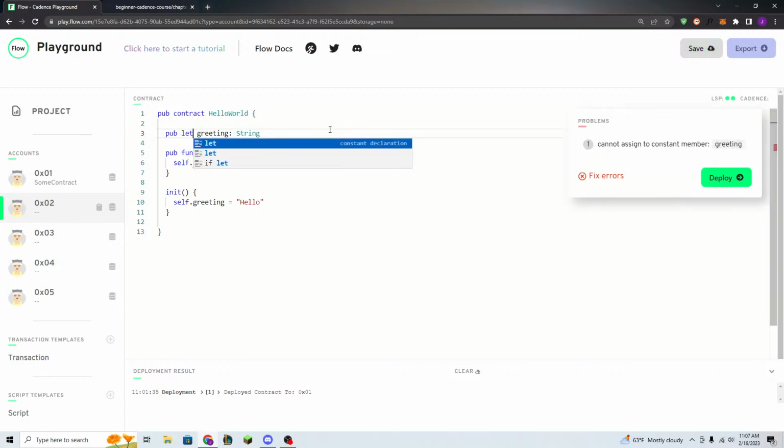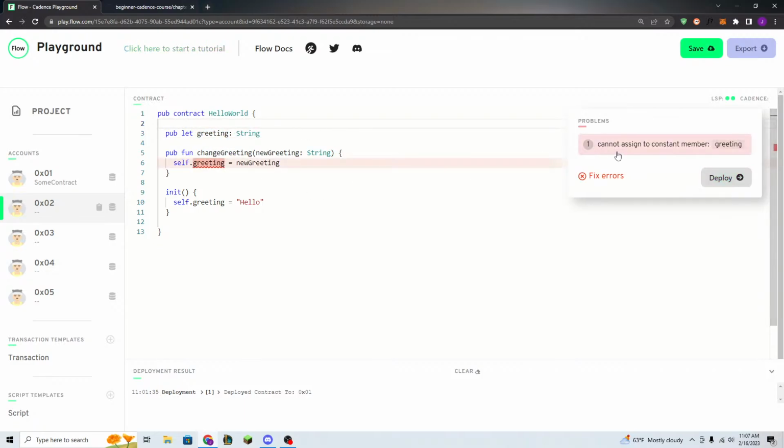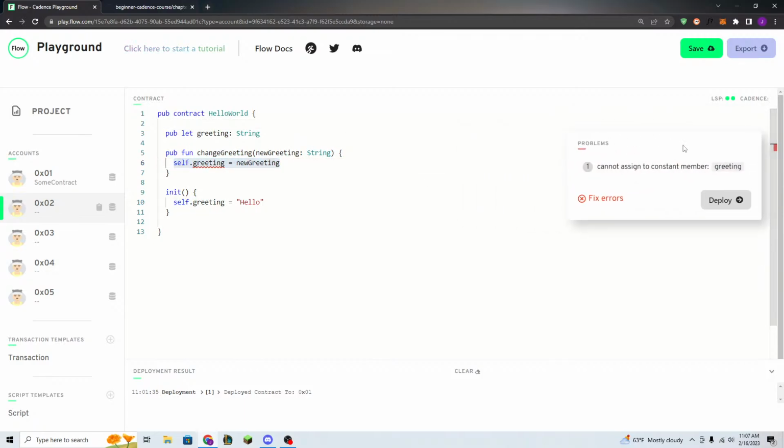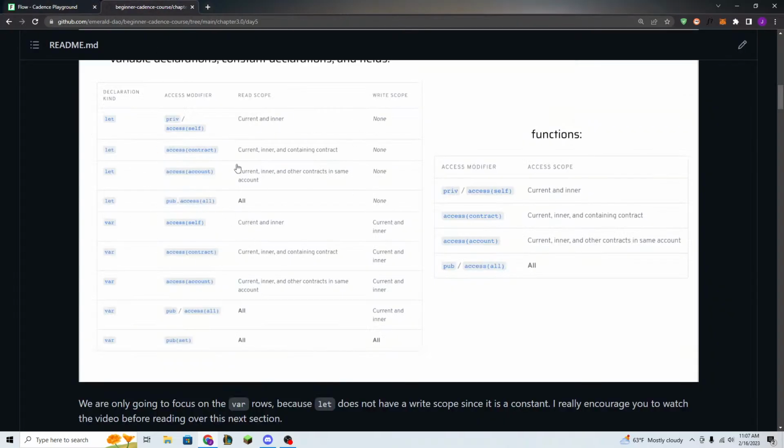However, if we say pub let greeting, that means it's a constant. And so now you'll see it says cannot assign to constant member greeting because it's a constant. That's really important when we take a look at this diagram because you'll notice that for each row, there's a read scope and a write scope. The read scope is where you can read that variable, and the write scope is where you can write that variable. However, based on what I just taught you, let is a constant, so it never has any write scope. So you'll notice that the write scope is none for all of the let rows because again, it's a constant, so it doesn't make sense to be able to change it.